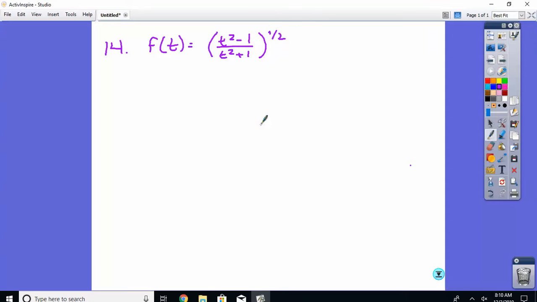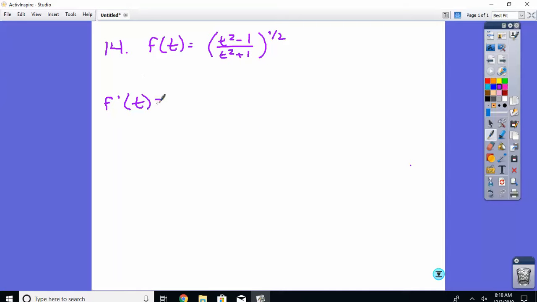So you can write it like this. You could take the 1/2 to the top and bottom separately. Some of you like to rewrite your quotients as products, and so you could do t squared minus 1 to the 1/2 times t squared plus 1 to the negative 1/2. Do product rule, so lots of different options there. So the way we have it written, we are going to do our chain rule.